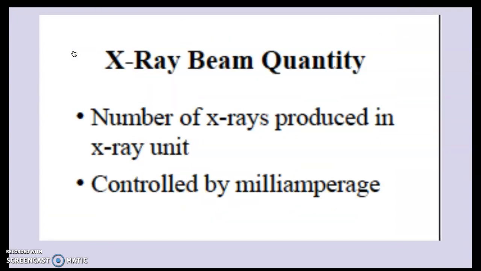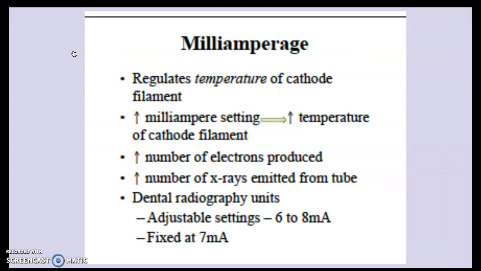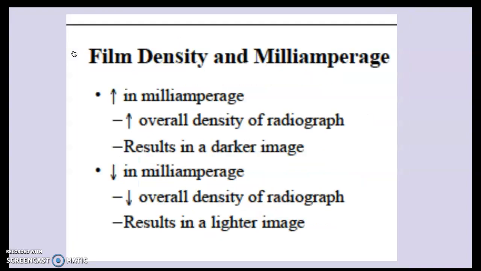Quantity means number, N for number, of the X-rays produced in the X-ray unit. This is controlled by milliamperage. This regulates the temperature of the cathode filament. If milliamperage goes up, temperature goes up, and number of electrons goes up, and number of X-rays emitted from the tube goes up. Adjustable settings are 6 to 8 milliamperage, and it's fixed at 7 milliamperage.